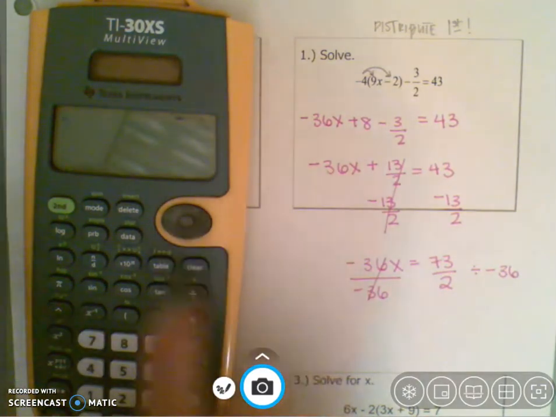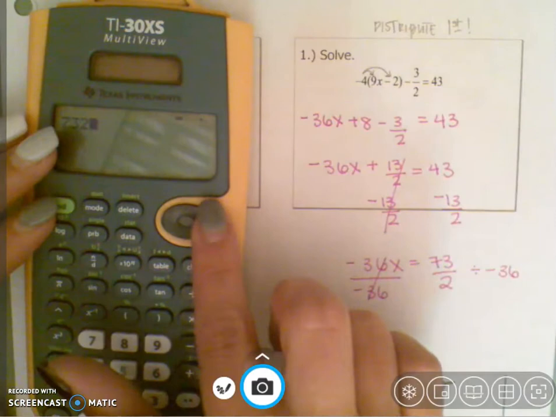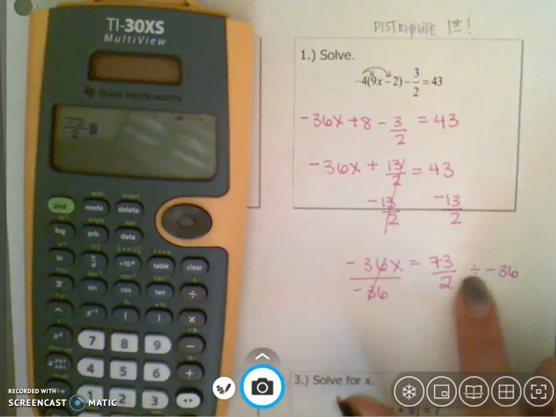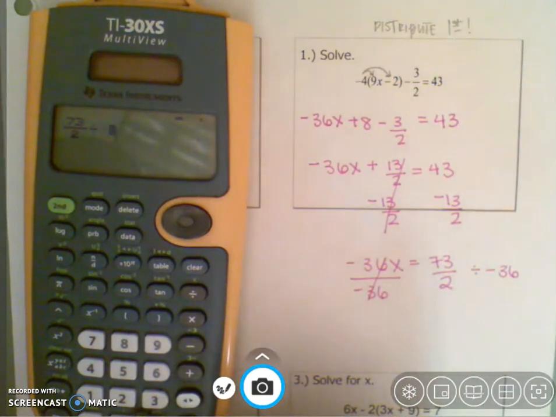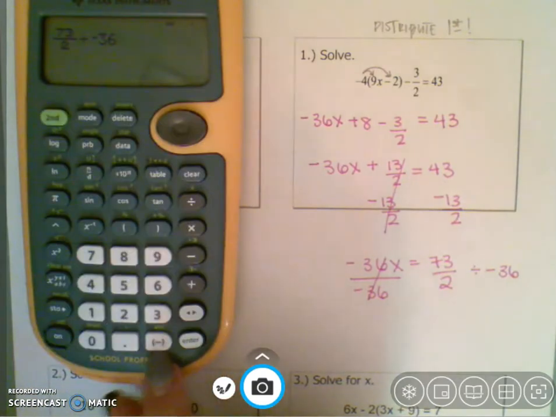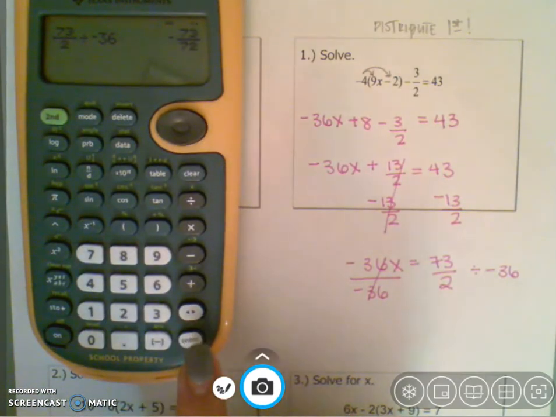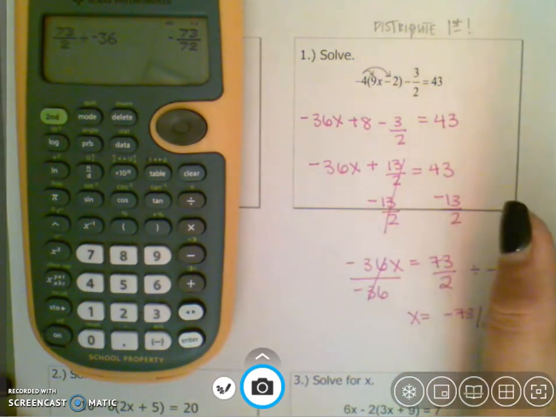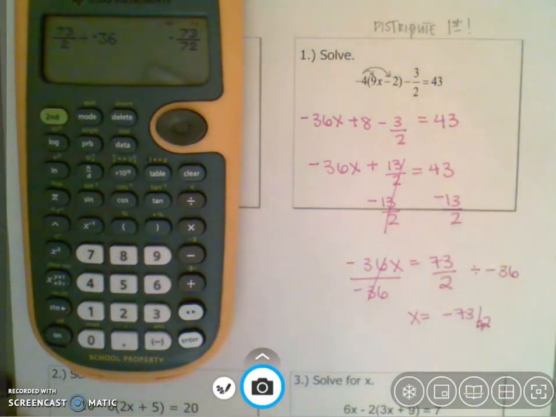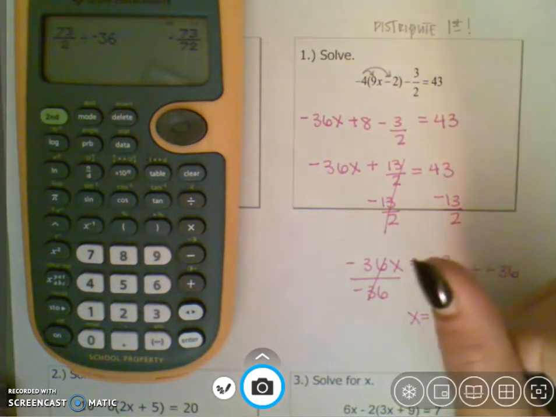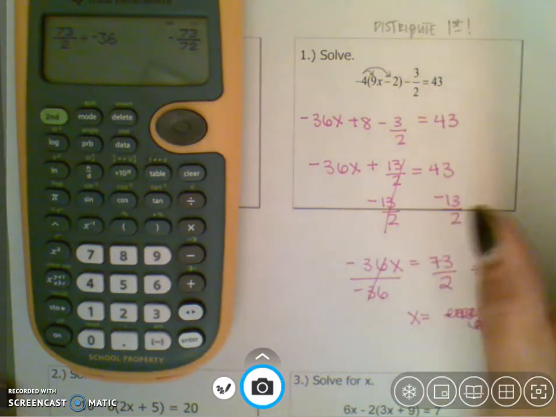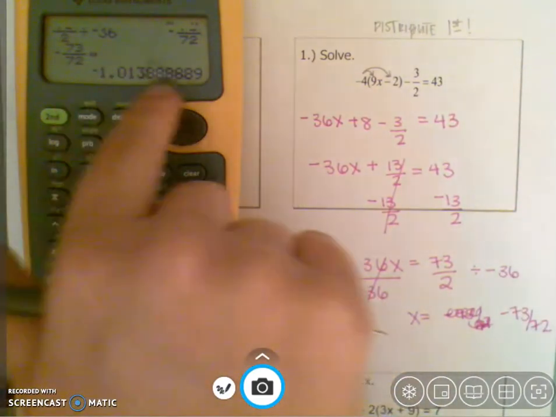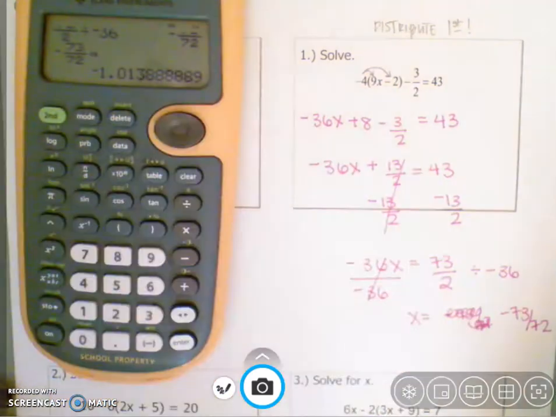So 73 over 2 divided by -36. Make sure when you're doing it, you're using this negative sign, not the minus. So you get x equals -73 over 72. Let's just see what that is as a decimal. Okay, this decimal is horrible, so leave it as the fraction.